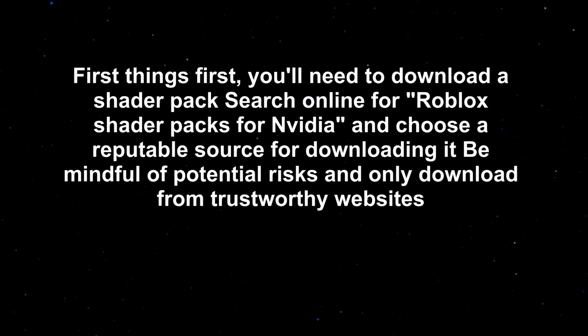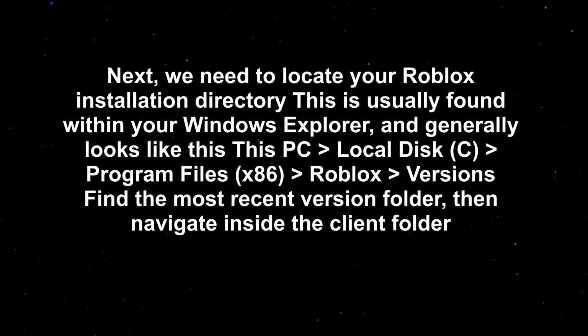First things first, you'll need to download a shader pack. Search online for Roblox shader packs for Nvidia and choose a reputable source for downloading it. Be mindful of potential risks and only download from trustworthy websites. Next, we need to locate your Roblox installation directory. This is usually found within your Windows Explorer and generally looks like this.